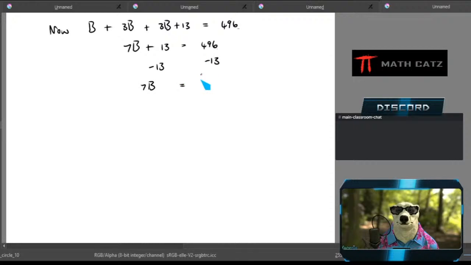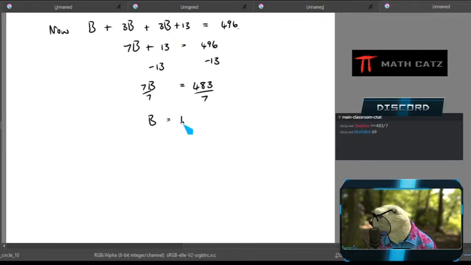So 496 minus 13 is 483. Feel free to use your calculator if you want to be confident, because we definitely don't want to make a little mistake here that carries forward. Divide both sides by 7. I'll show that in the chat. 483 divided by 7, and we have 69.